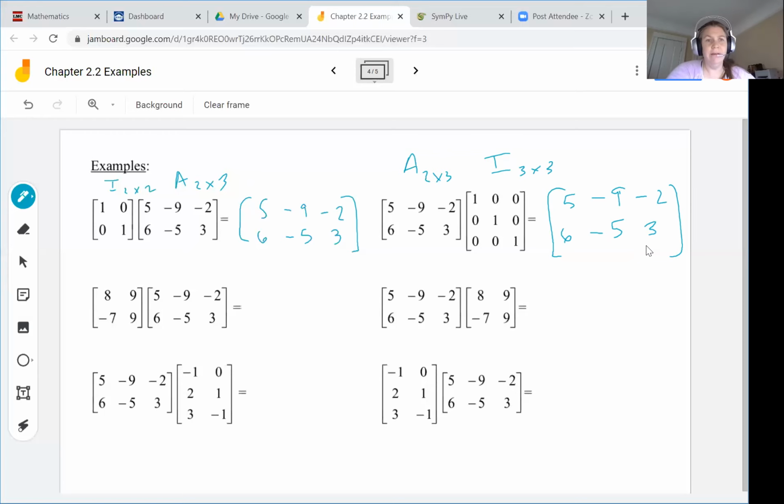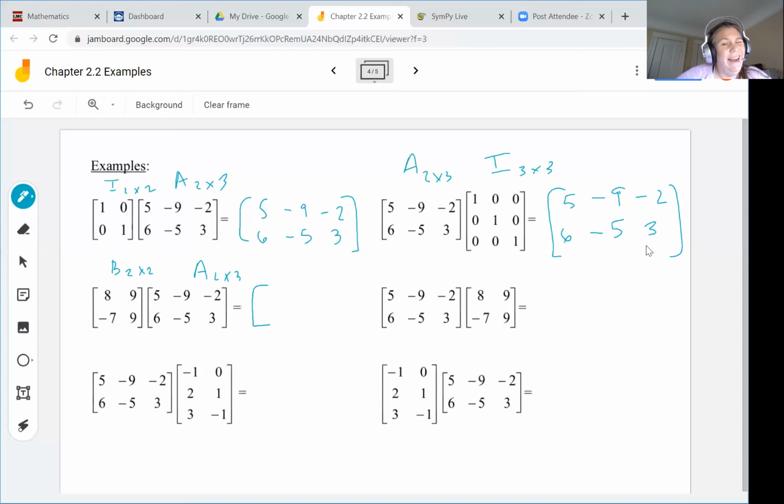All right, in the next set of examples, notice that we've got a 2 by 2 matrix, B, and I'll call this A 2 by 3 because it's the same matrix again. And we're going to see what happens if we multiply B times A. Since B is a 2 by 2 matrix and A is a 2 by 3 matrix, the number of columns of B matches the number of rows of A, so we can multiply.